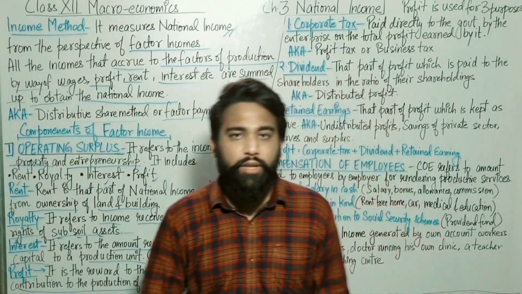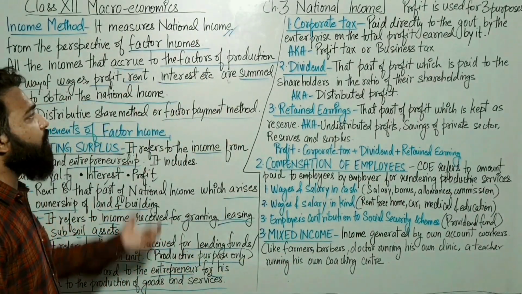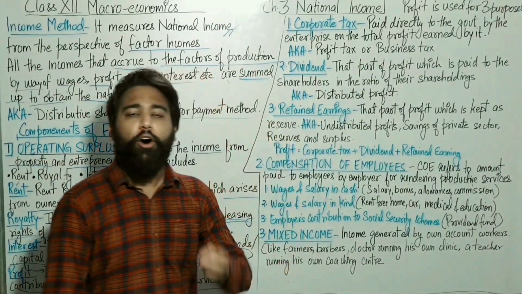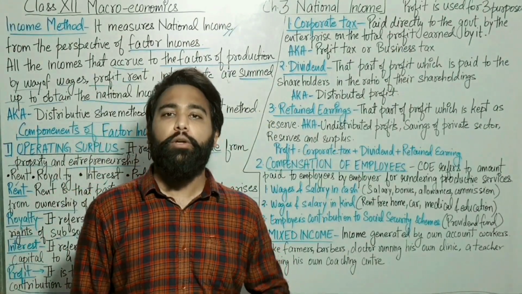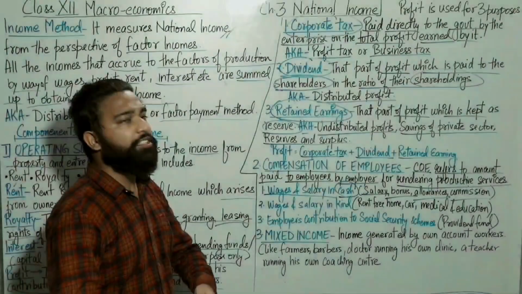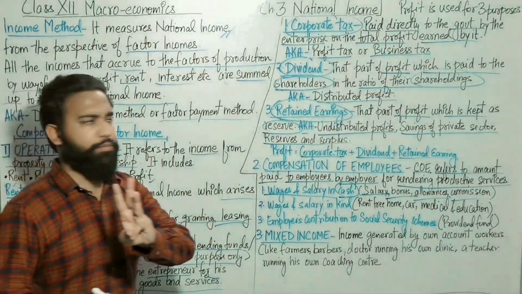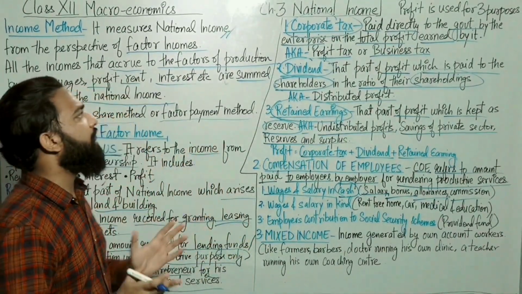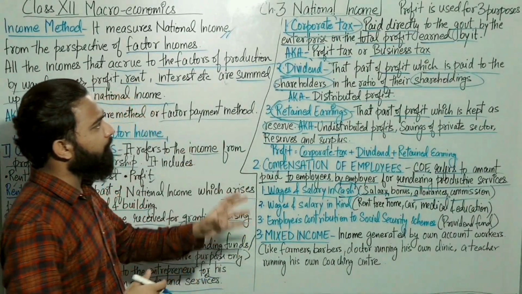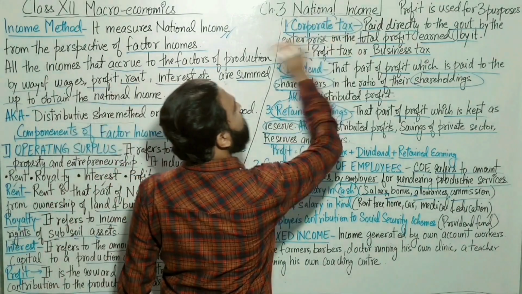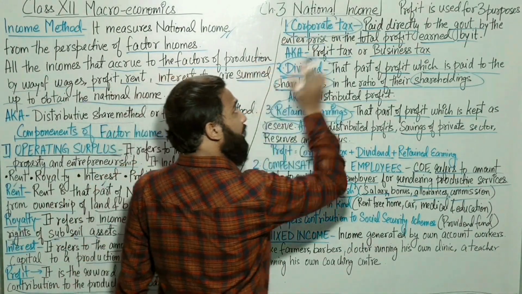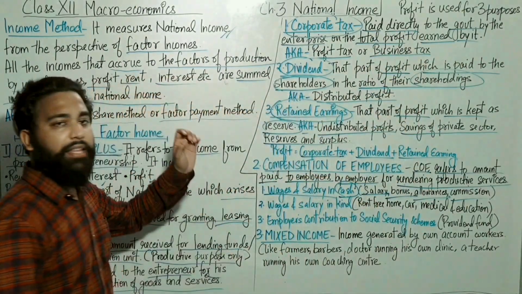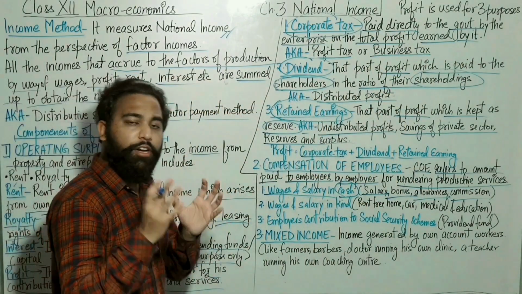Now let's come to the further subdivisions of profit. The term profit is used for three purposes, which we are going to learn now. There are three purposes in which profit is being divided. The first purpose of profit is corporate tax. This corporate tax is paid directly to the government by the enterprise on the total profit earned.